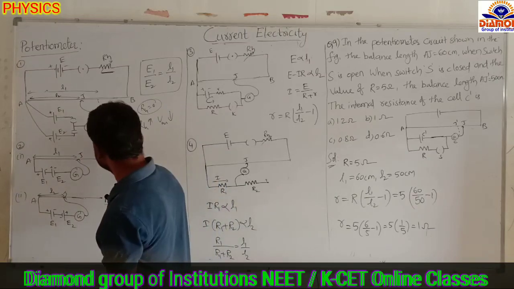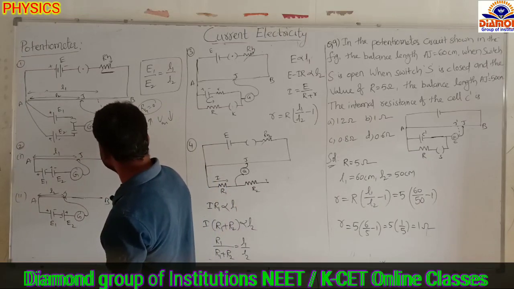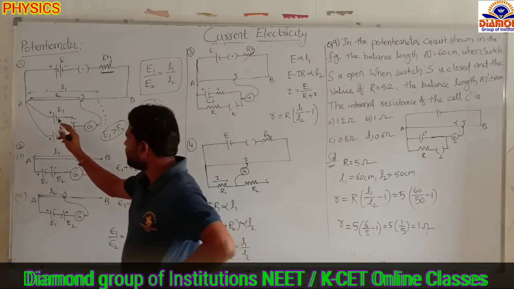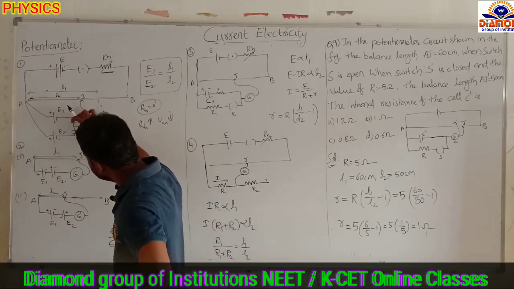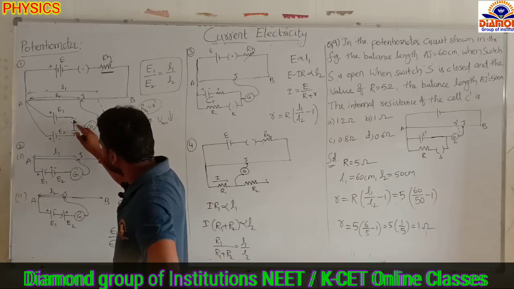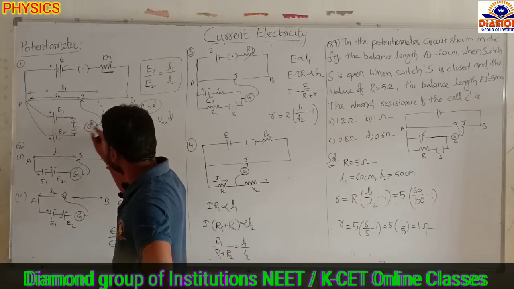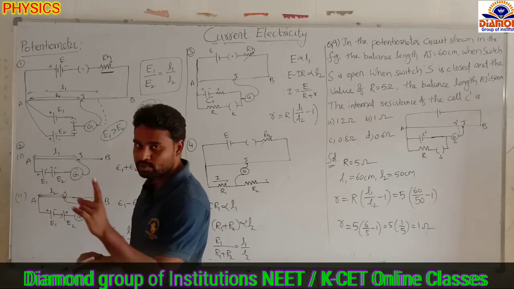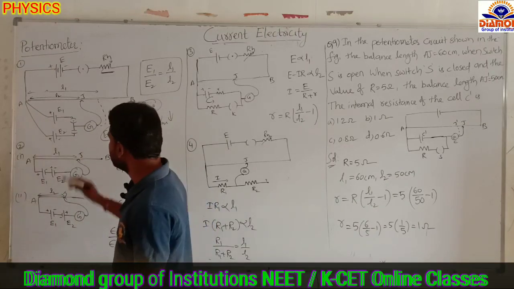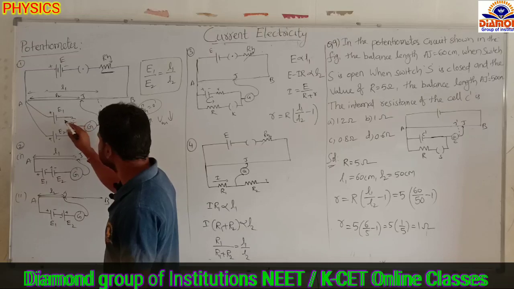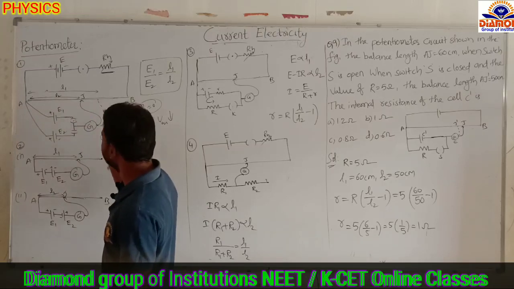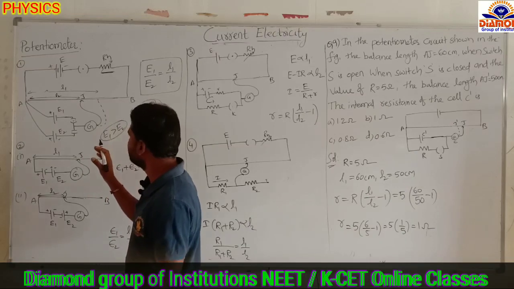Suppose I am assuming the EMF E1 is greater than E2. Here we have two switches. If I close the upper switch, E1 will function, and if I close the other switch, E2 will function. At a time I am closing only one key. Suppose in the first case I close the E1 switch, then current flows and the jockey moves on this wire and comes to the null deflection at some point.